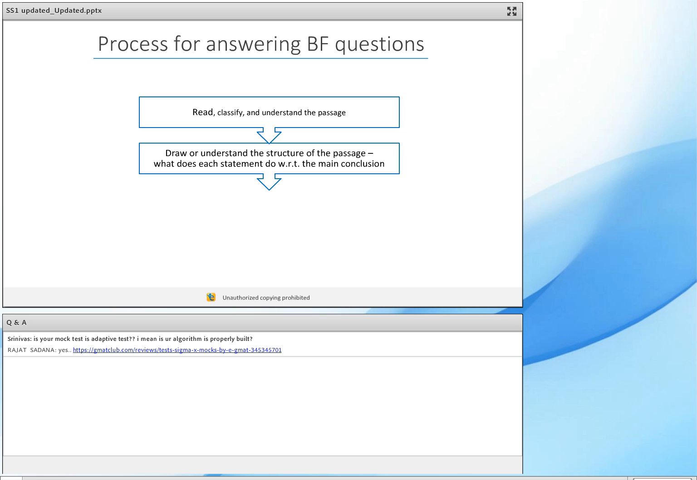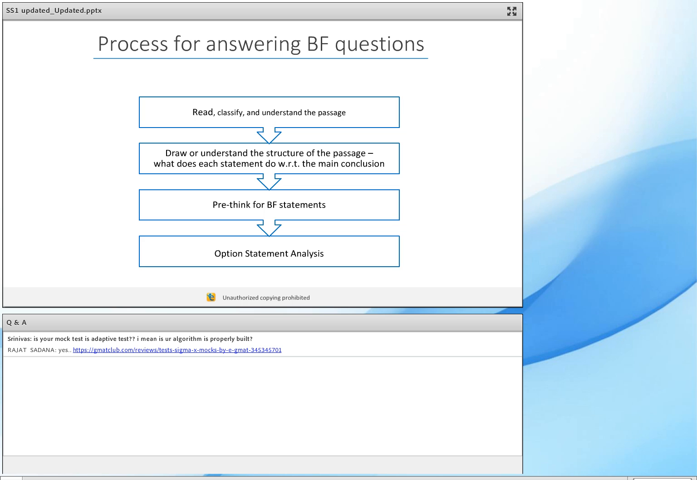We take that one little step forward and really answer the question, how is the author arriving at the conclusion? And then what does each statement do with regard to the main conclusion? Does it support the main conclusion? Does it provide context, or does it go against the main conclusion? Then we pre-think the bolded statements. We really say, hey, what are the roles played by the bolded statement? So that's where we go one level deeper. And after doing all of this, we look at the options and select the right option. Once you do the first 3 steps properly, the POE step becomes very easy.